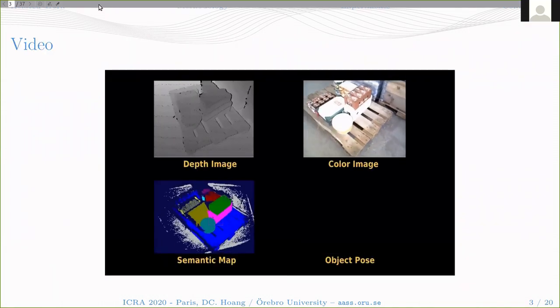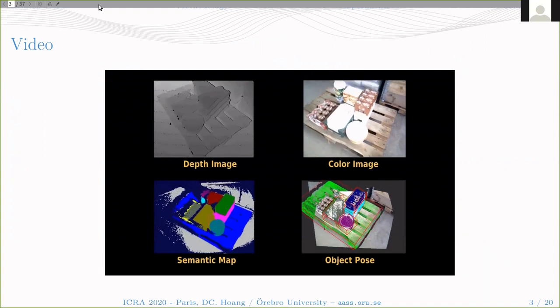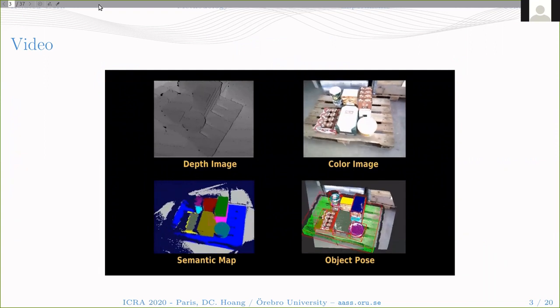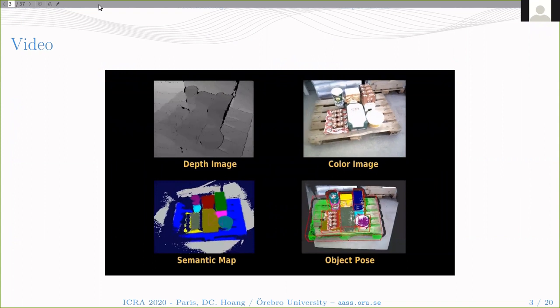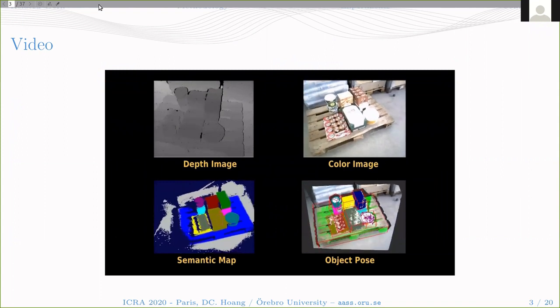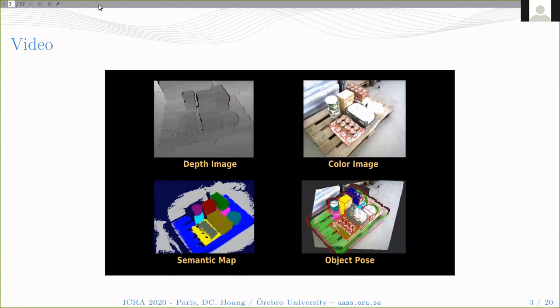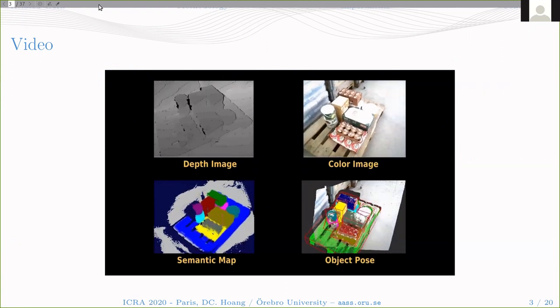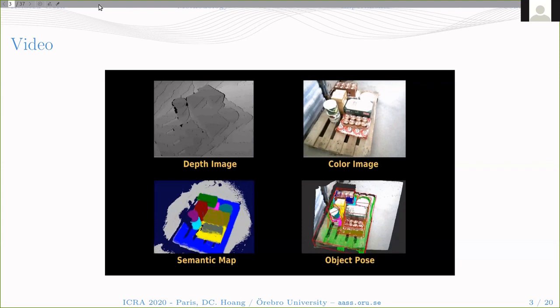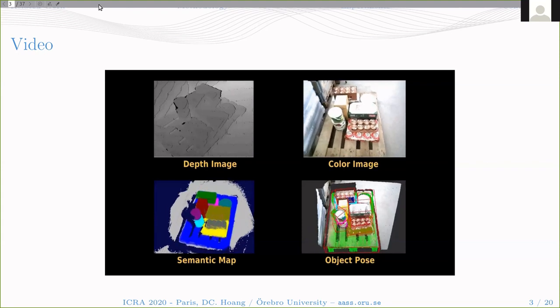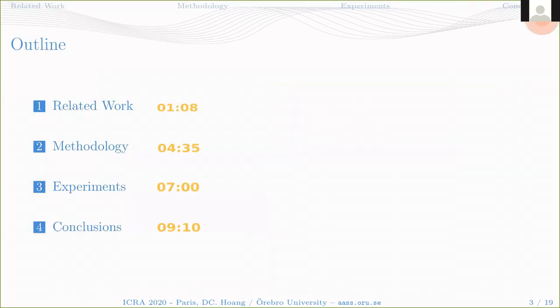In this paper, we propose a system for dense panoptic mapping capable of recovering 6D pose of a set of known objects. Our approach performs better than state-of-the-art on a standard dataset, as well as on a more challenging dataset of warehouse objects that we collected for this evaluation. Now I'm going to cover related work, then present our developed system and report experiment results. Finally, I'll draw some conclusions.